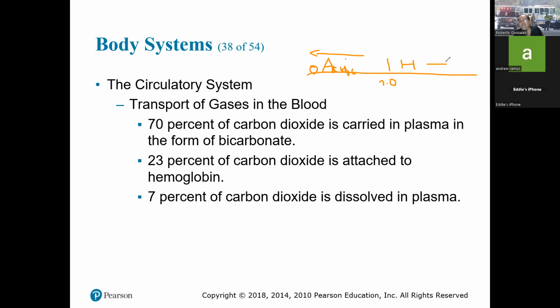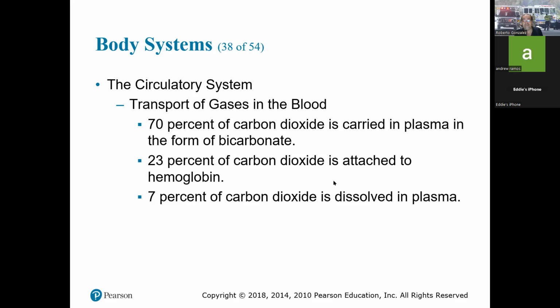And if you go this other way, you're going to be alkaline. So we're slightly alkaline right here, 7.35 to 7.45. And you're right, we run a little bit alkaline. But again, 70% is in bicarbonate, and bicarbonate is the thing that regulates our pH levels in our body.